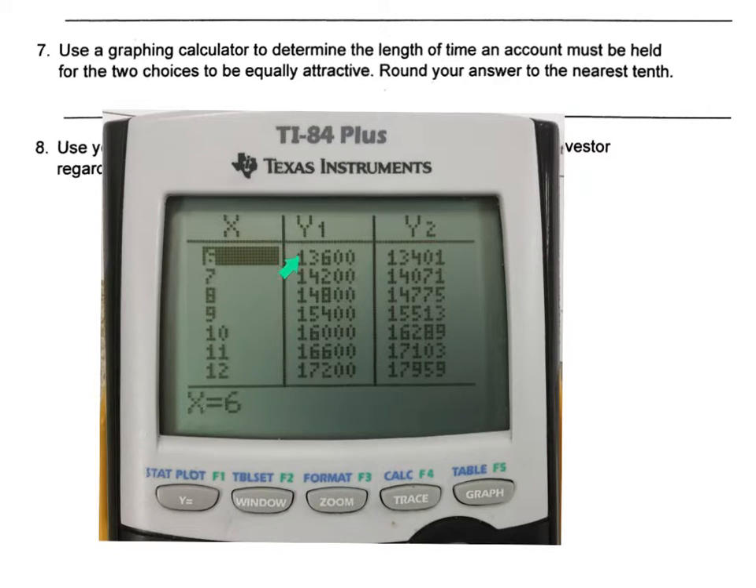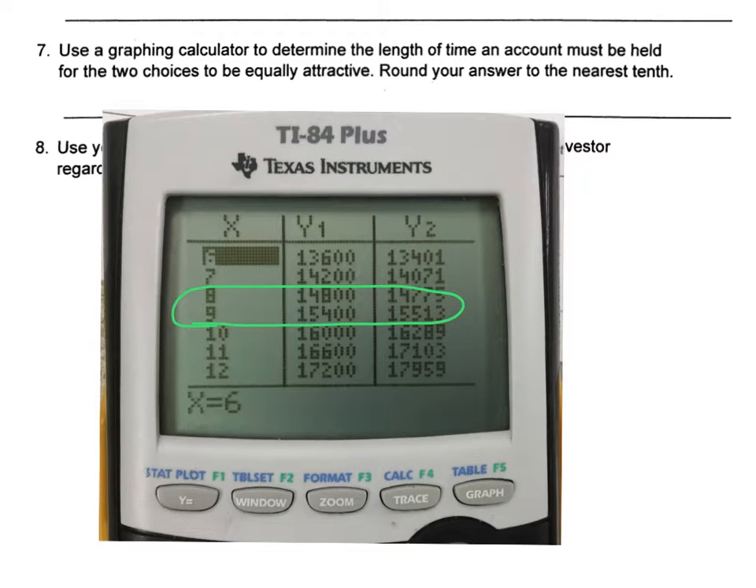So I've kind of scrolled through to find when they pass each other. Notice at 6, A is larger. At 7, A is larger. At 8, A is larger, and they're getting closer. And then at 9, it looks like B starts to be the larger one. So it's somewhere in between 8 and 9 that we're switching, where one becomes better than another.